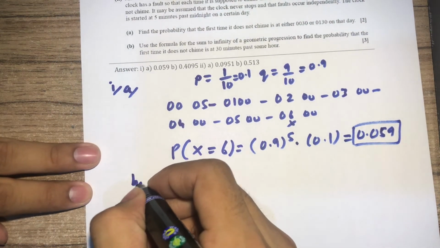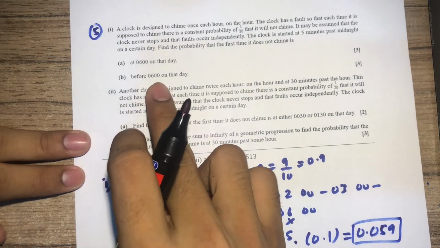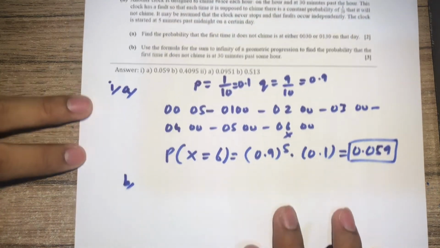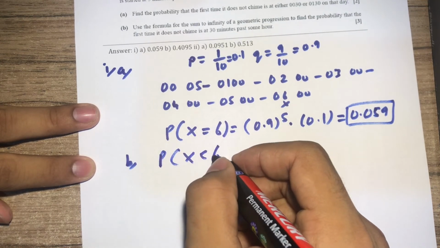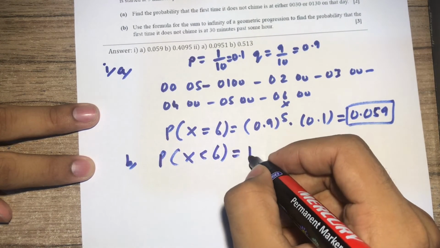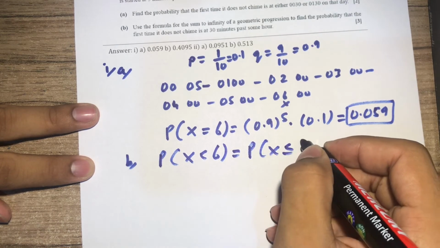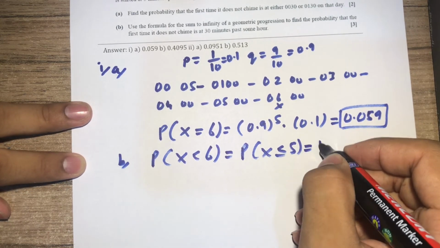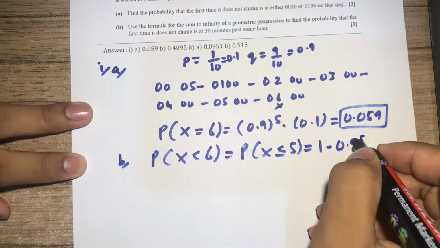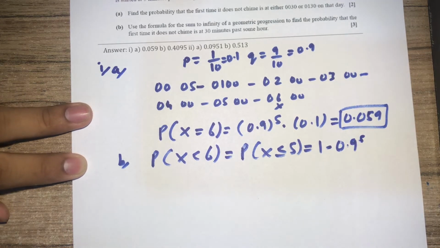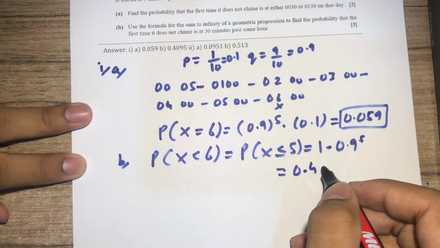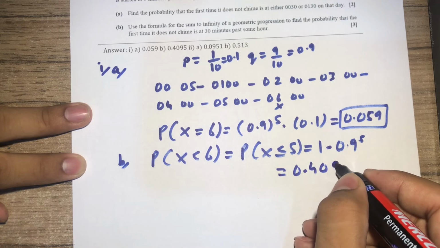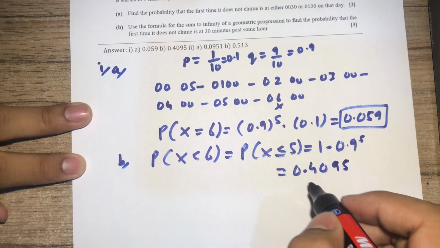Next, they're saying that it does not chime before 0600. So we have to find the probability that x is less than 6. This is equal to the probability that x is less than or equal to 5. That is 1 minus 0.9 power 5. That is equal to 0.4095.